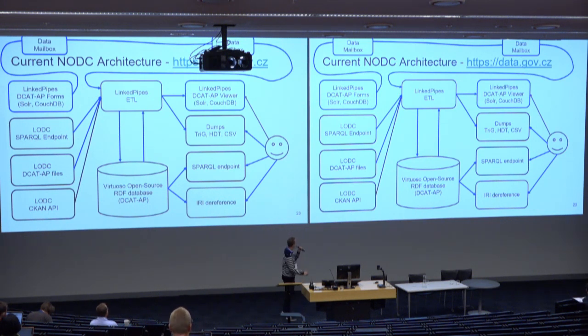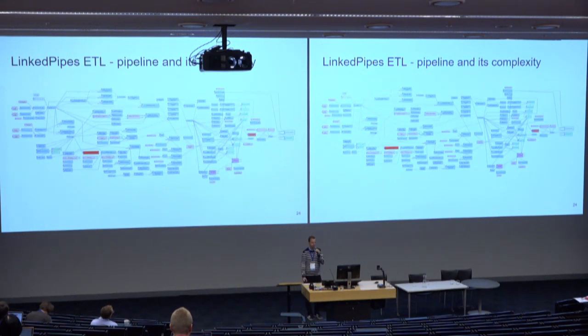There was one line missing here, because we still had to use the same mechanism for receiving the registration message. So here you download an RDF representation of the record, and you still need to send it as an attachment through the data mailbox system to the catalog. But otherwise, the blue lines are all DCAT-AP data. This is how the ETL pipeline looks. It may seem a bit complex, but it does lots of things.